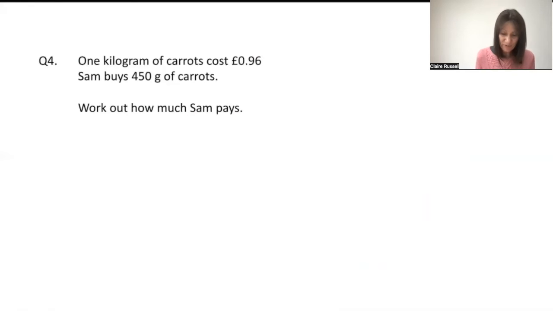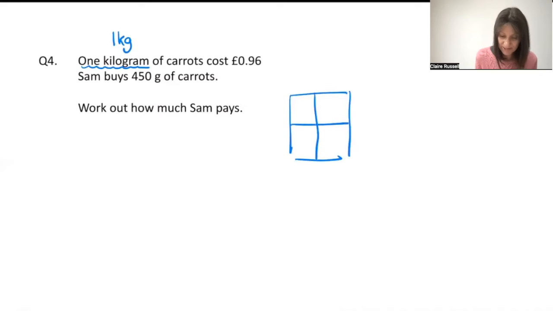Okay, so again, we've got 3 pieces of information. 1 kilogram, with it being in words, it can sometimes be harder to see, but there it is. You've got 1 kilogram of carrots that cost 96 pence. And that's a fact. When I've got a fact, they can go side by side in my boxes and labels, okay? Now, I do need to be careful before I start populating this, because what I've got is kilograms and grams, and I have to work in 1 unit only.